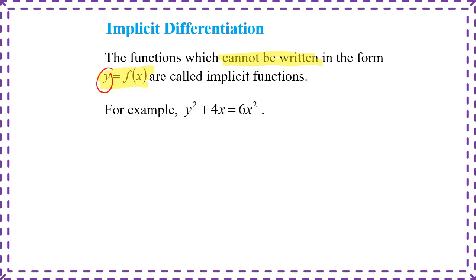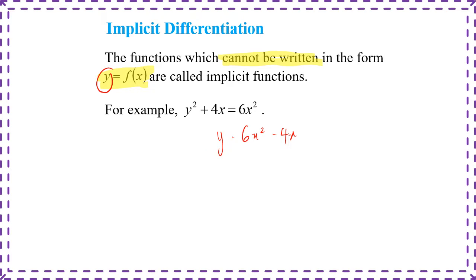For example, y squared plus 4x equal to 6x squared. Yes, I know that we can put the 4x on the right side, so it will be y squared equal to 6x squared minus 4x. But this y squared, we cannot just simply take as a square root, because the square root will have a positive and negative side. So we cannot separate y from x. This is what we call implicit.